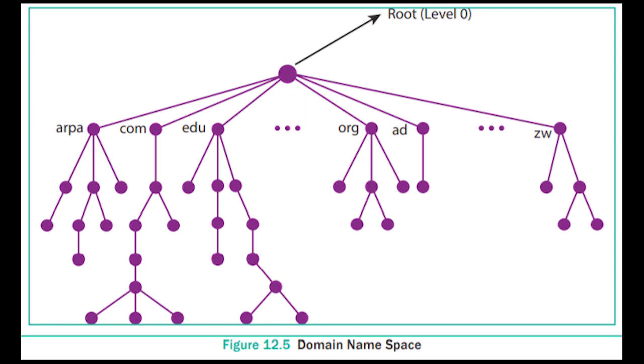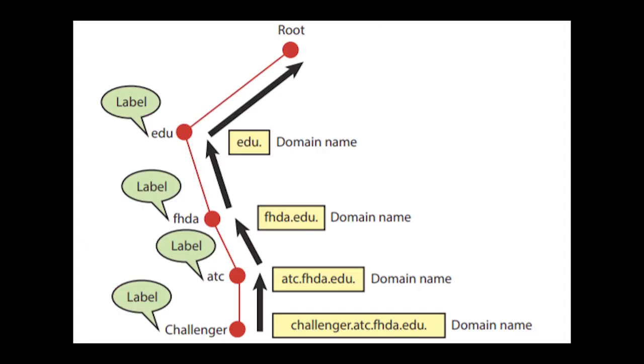Each node in this tree will have a label and a domain name. A label is a string which can have a maximum of 63 characters. Each node in that level should have different labels. If two have the same label, it will be confusing, right? So each node in that level should have different labels, thereby assuring the individuality of the domain name.